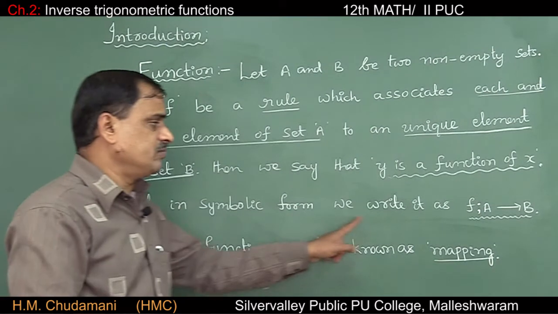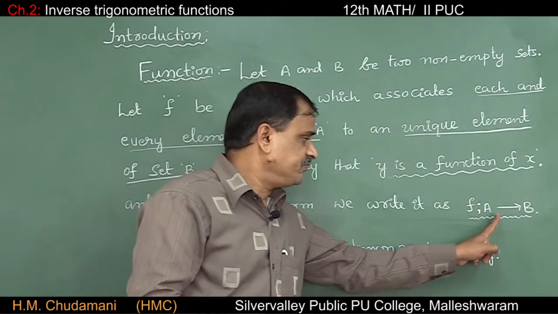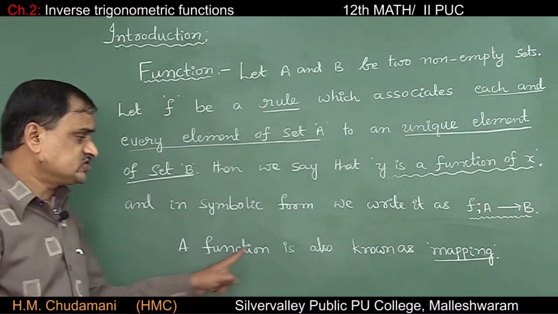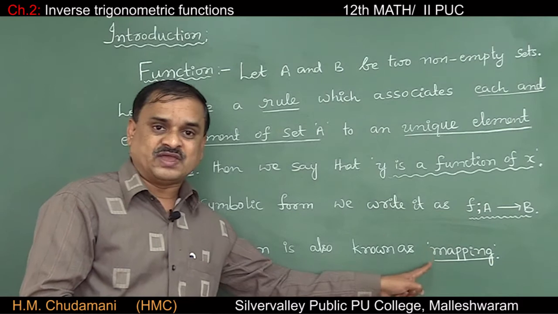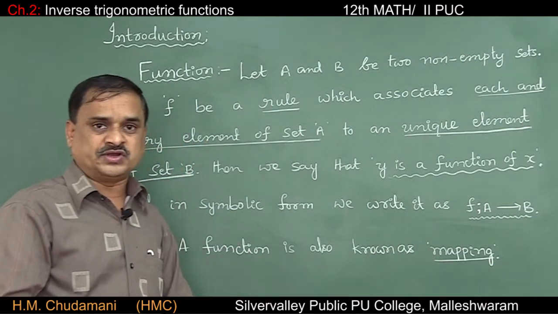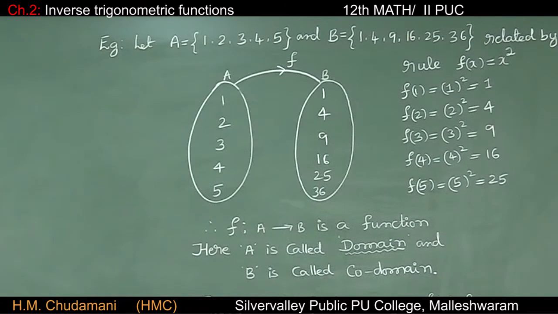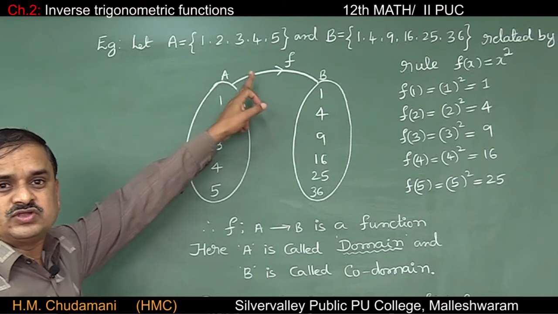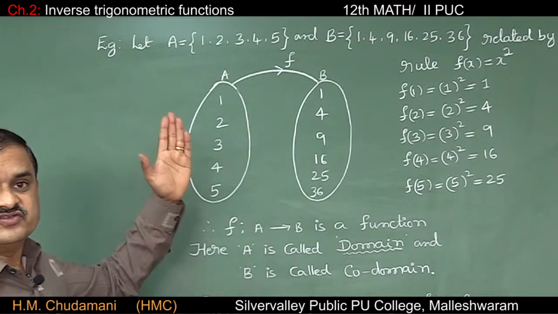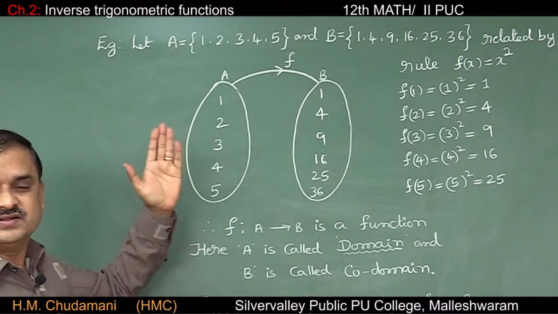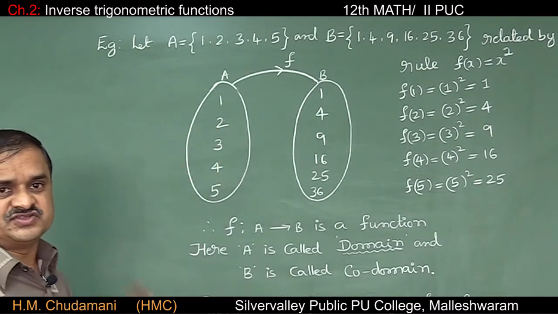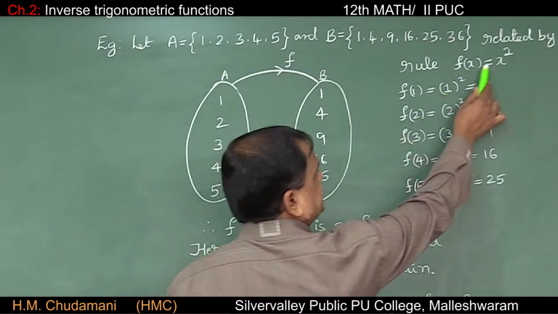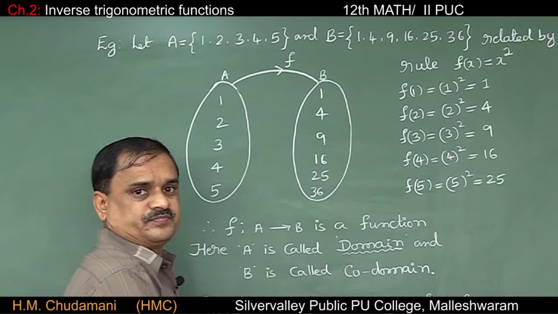In symbolic form, we write it as f from A to B. A function is also known as a mapping. Let us take an example. Let the set A equal 1, 2, 3, 4, 5 and the set B be 1, 4, 9, 16, 25, 36, related by the function f of x equals x square.